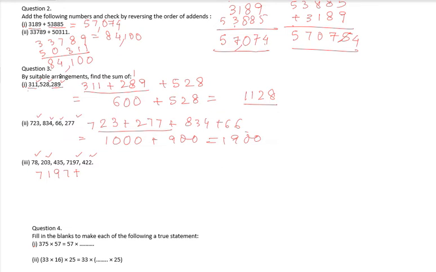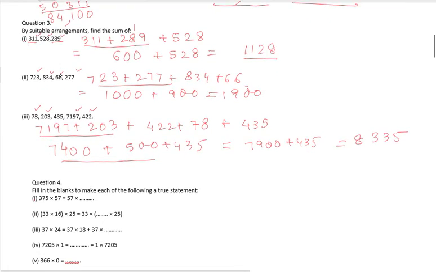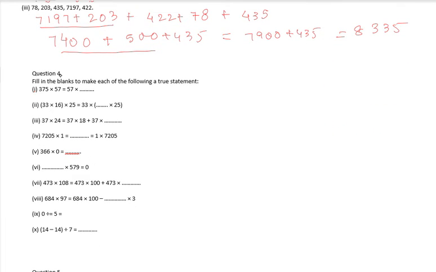So 7197 added to 203 plus 422 plus 78 plus 435. The answer for this addition would be 3 plus 7 is 0, 1 carry, again 0, 1 carry, 2 to 4, so 7400 plus 500, and this is 435. Again these two additions, 7900 plus 435, which is equal to 8335.